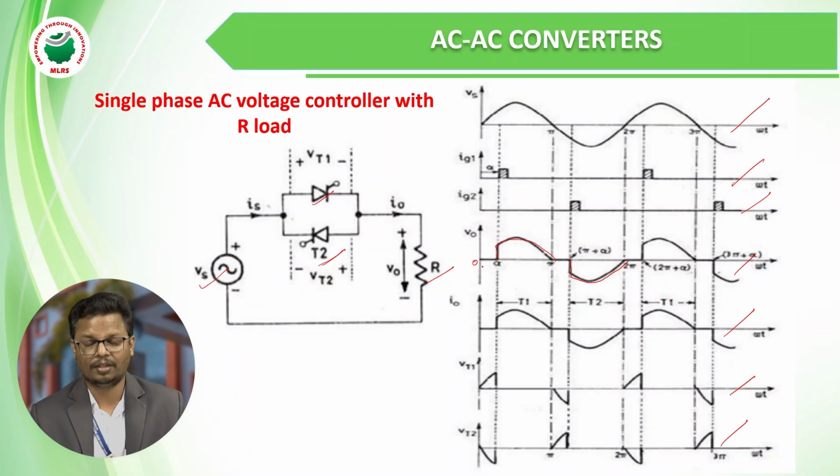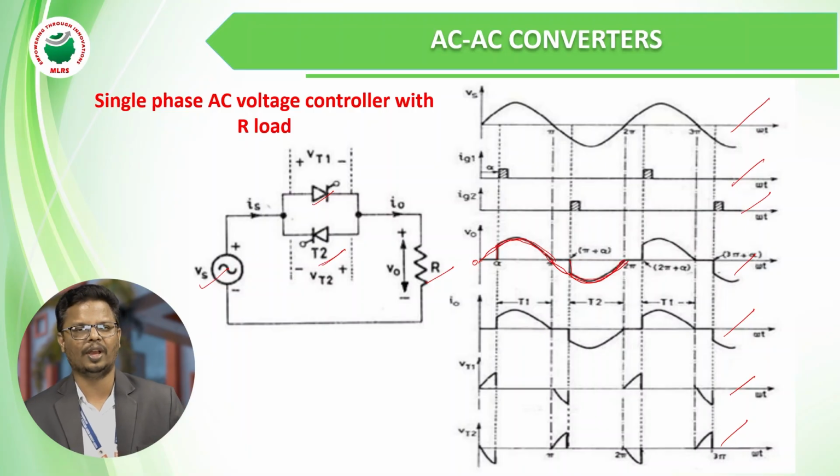If we give the firing angle at 0 for VT1 and the firing angle at pi for VT2, then the output voltage is similar to the source voltage. Whatever source voltage we have, that same source voltage will be applied across the output V0. So by varying alpha, the output voltage will change. This way we can change a fixed AC voltage to a variable AC voltage.